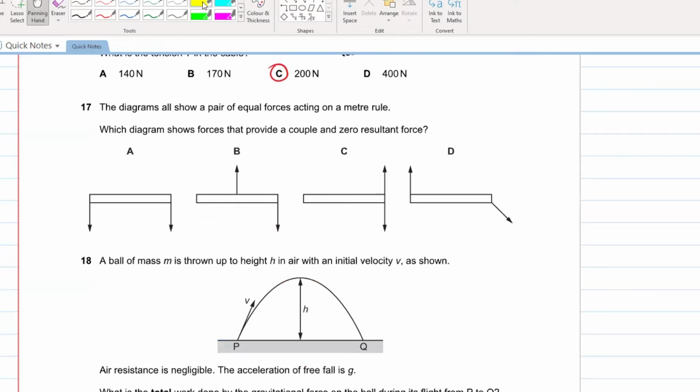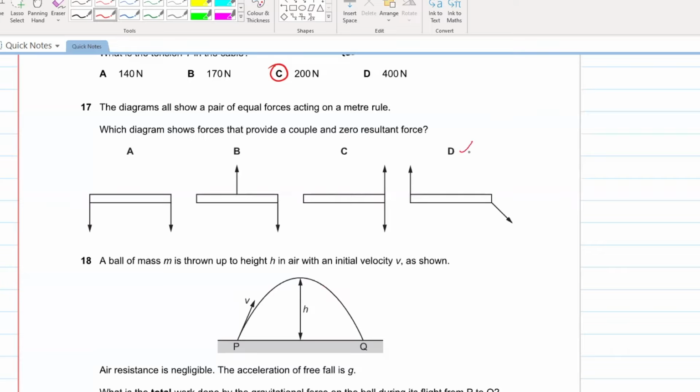The diagrams all show a pair of equal forces acting on a meter rule. Which diagram shows a force that produces a couple and zero resultant force? So which diagram actually shows a couple? For a couple, two forces must be acting in opposite directions, and there should be a perpendicular distance between them. And the two forces should be equal to each other as well.